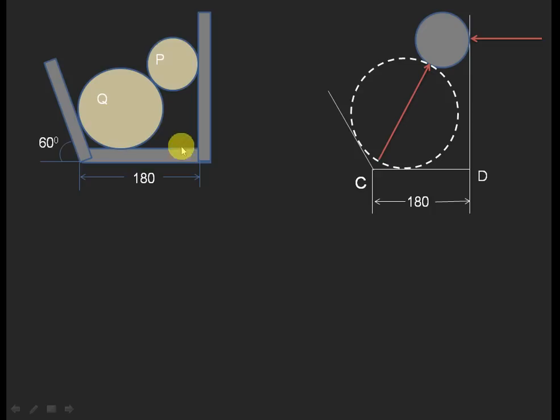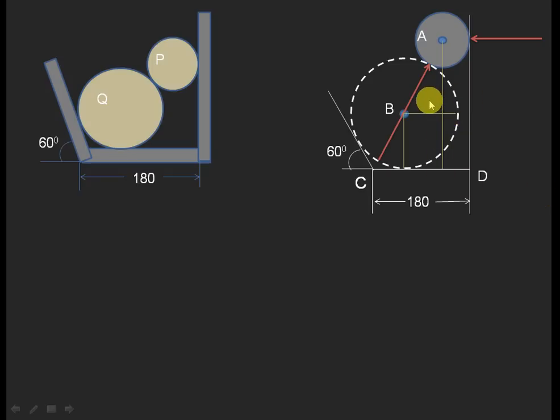Again I am representing the same distance, 180 mm, the given width of the channel. Next, the angle of inclination is 60 degrees. This is the free body diagram I am showing, with the center points A and B. I have drawn a vertical line from the center point of A, and from the center point of B again a vertical line, and a horizontal line from point B. I have drawn all these lines because, while finding the forces, we need to find these distances.